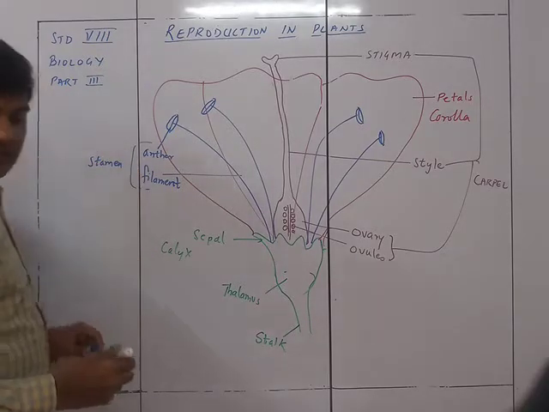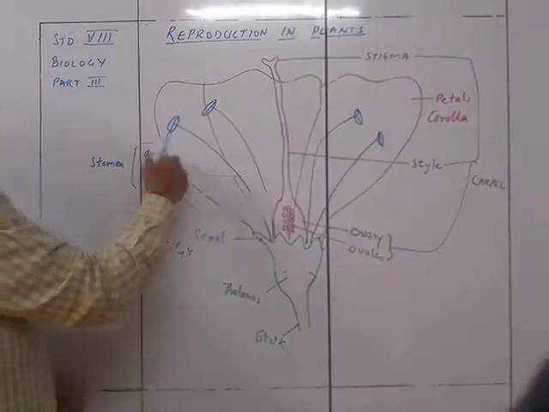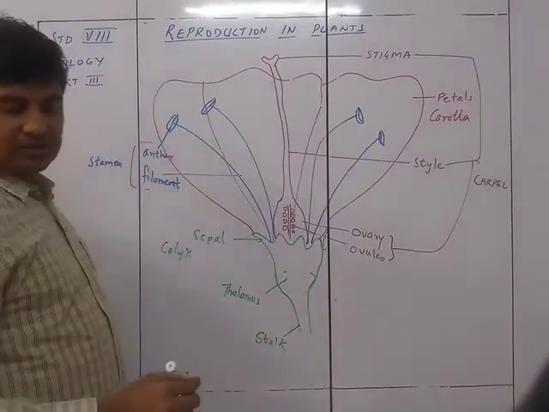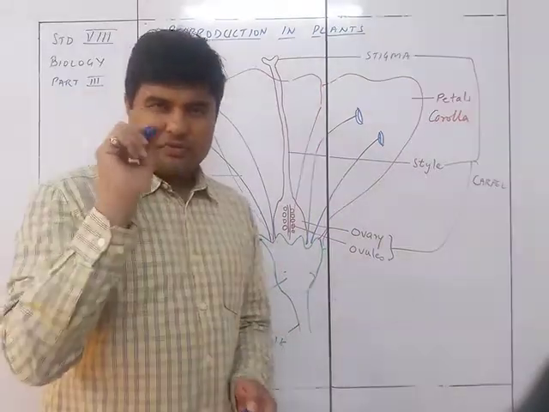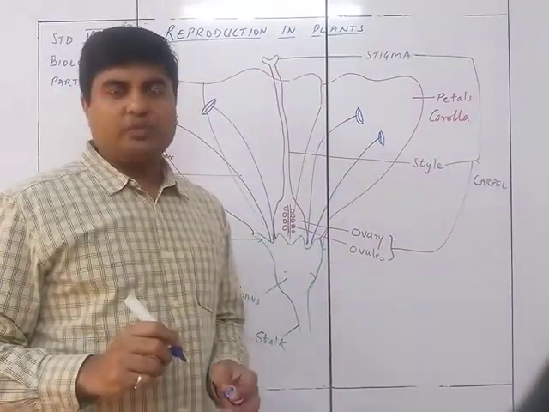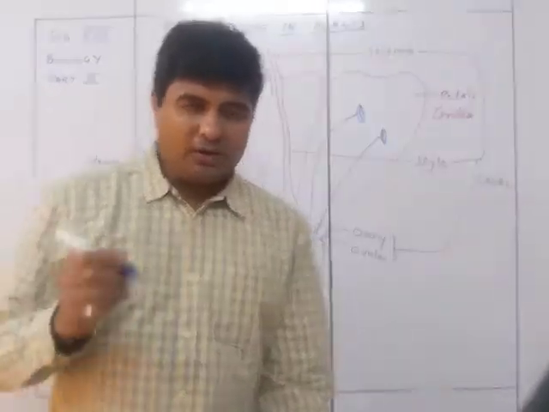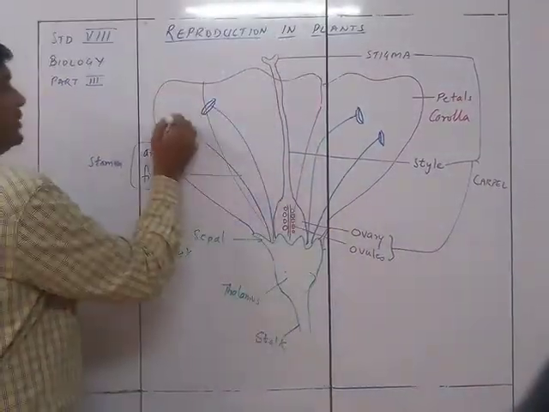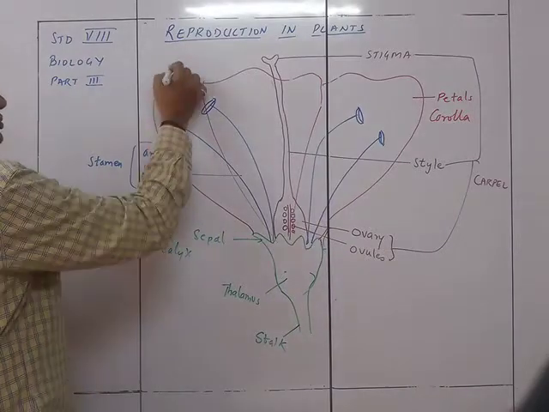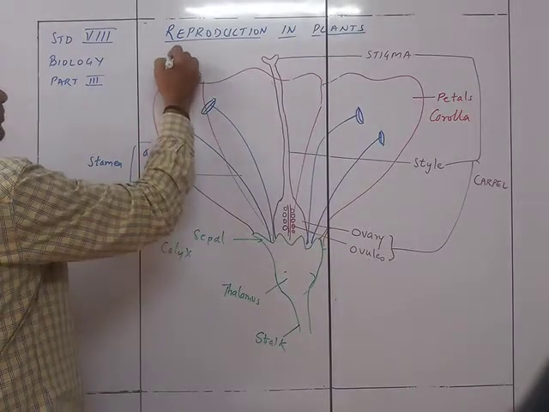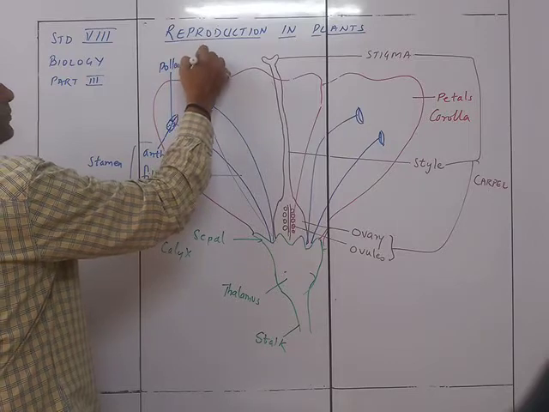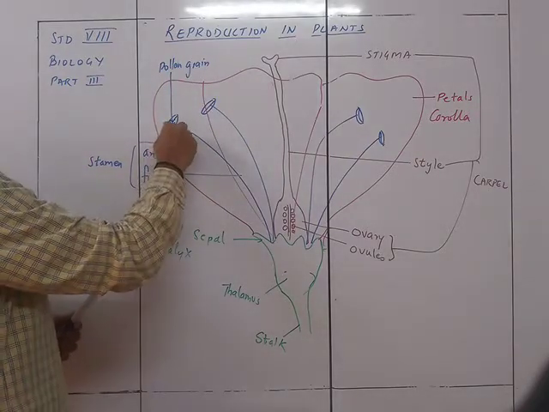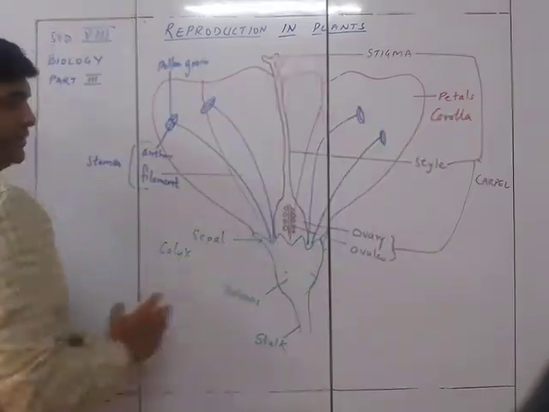So stamen consists of the male parts, that is the anther and the filament. The anther contains small sac-like structures, which will be small dot-like structures, which are nothing but the pollen grains. So these ones will be having the pollen grains. You can consider here pollen grains, which in fact they are going to come and sit over here and give the fertilization.